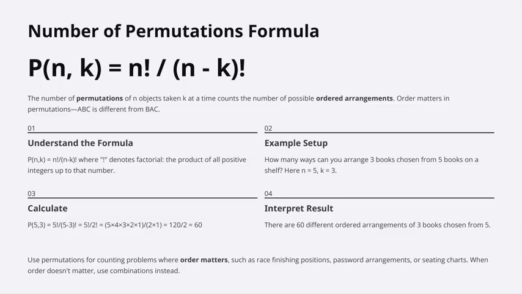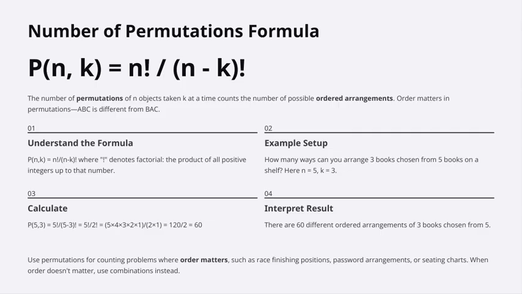Let's take a closer look at the number of permutations formula. It's written as P(n, k) equals n factorial divided by the quantity (n minus k) factorial. This formula helps us find the number of ways to arrange k objects chosen from a total of n objects, where order is important. Remember, in permutations, changing the order creates a new arrangement, so ABC is different from BAC. Now let's understand the formula itself.